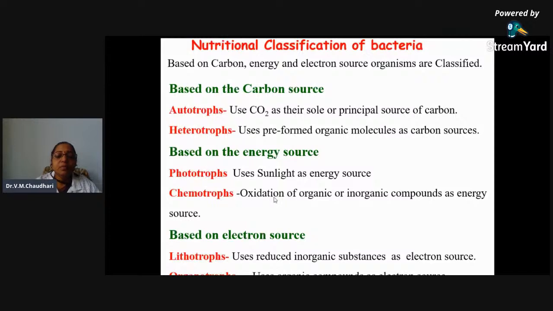Chemotrophs means oxidation of organic or inorganic compounds as the energy source. So chemotrophs are the organisms which utilize organic or inorganic compounds as the energy source.